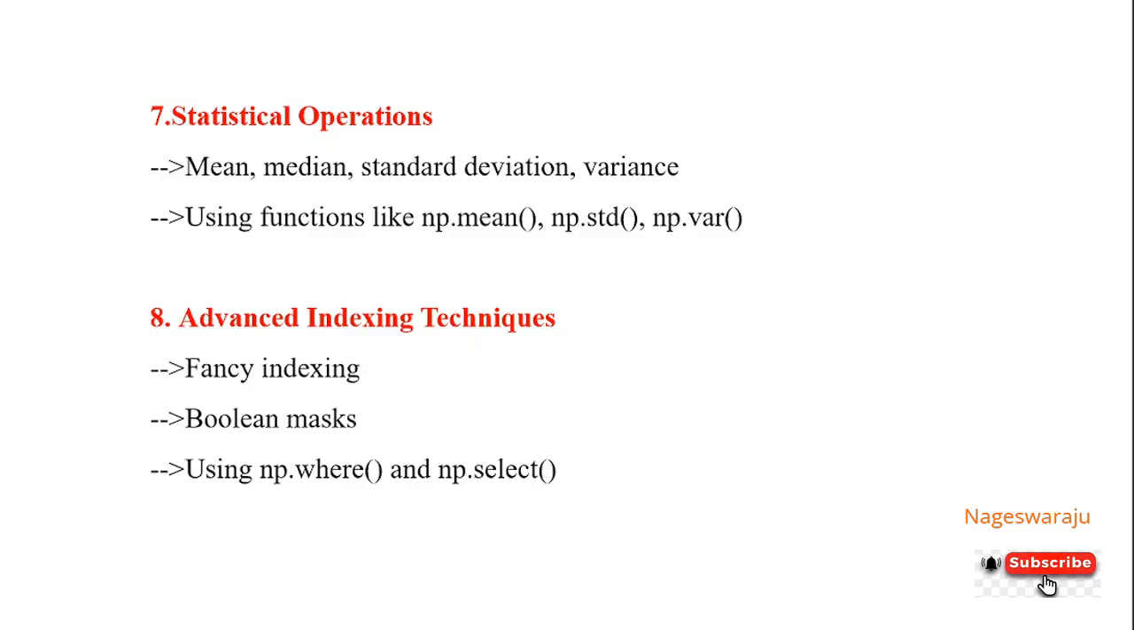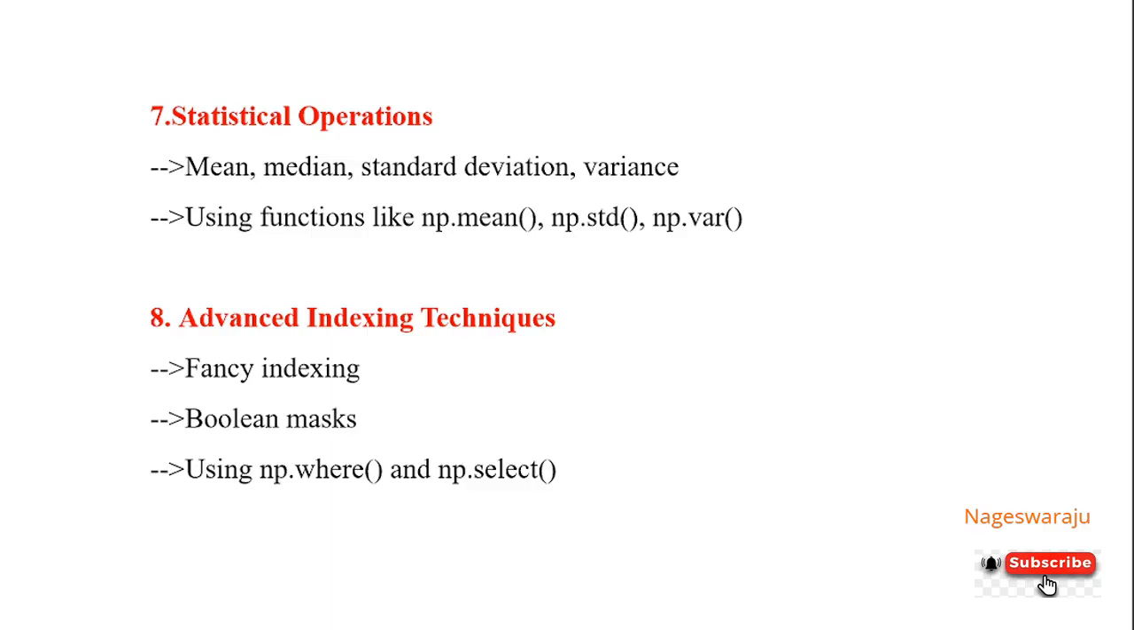Next, statistical operations. Here, statistical operations are a few things: mean, median, standard deviation, mode, variance. These are the standard statistical operations. The mean means the aggregation, the average of the particular values. Next, median means the middle of the values. Standard deviation means the square root of the variance. We need to call it standard deviation. I will show you now practically.